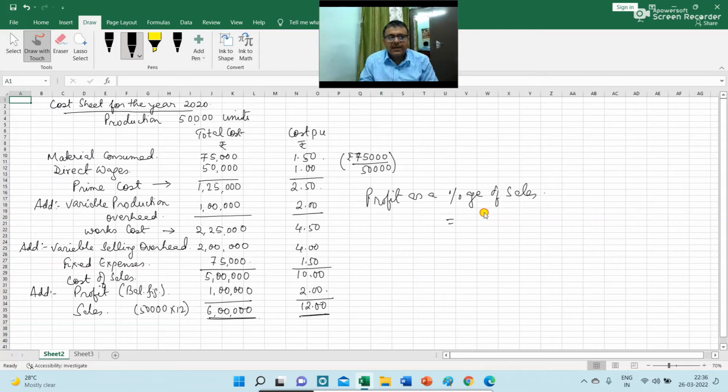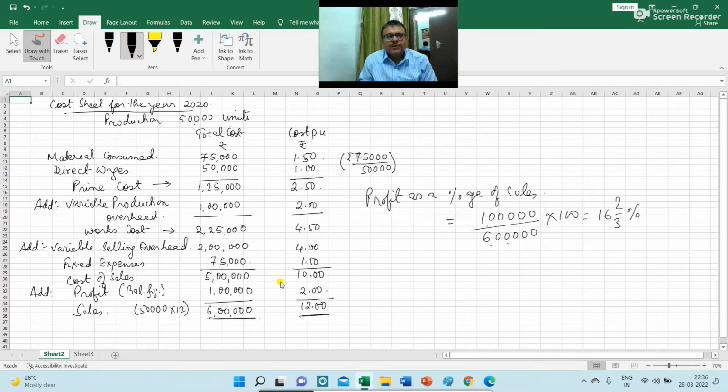So here I am writing 1 lakh. This is the amount of profit divided by 6 lakh, the total amount of sales, into 100. So you will get 16 2/3%. If you calculate profit as a percentage of cost, you will get 20%.